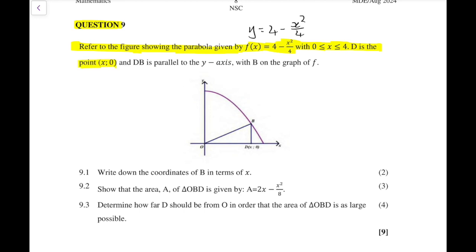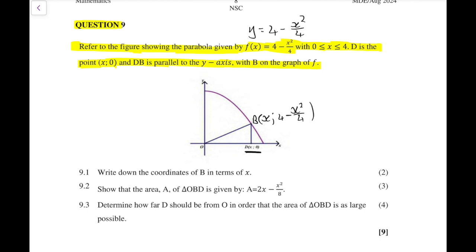Okay, so D is that point there. DB is parallel to the y-axis, fine. We know D's coordinates and B's coordinates, it's really small to see, so I'm just going to put it a bit bigger so we can see it. The x coordinate is going to be x, and the y coordinate is going to be (4 minus x squared) all over 4.